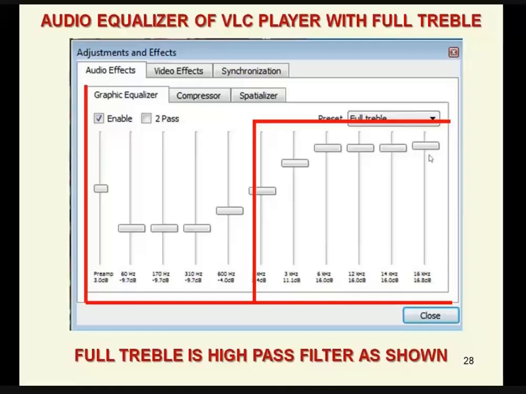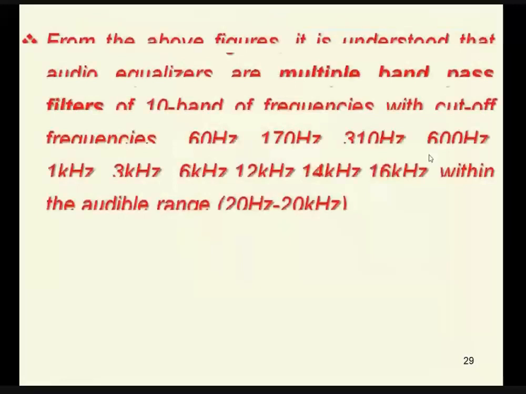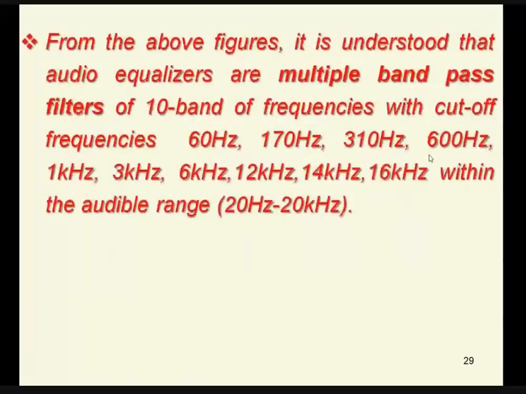So from this equalizer, what we can understand is that the processor is doing only filtering, whether it is allowing the low frequency, the high frequency, or all the signals. The signal from the microphone or the audio comes in here, it gets filtered, and it goes out to the loudspeaker. That is what we can understand from this, which is quite interesting. So from the above figures, it is understood that audio equalizers are multiple bandpass filters of 10 bands of frequencies with cutoff frequencies 60 Hz, 170 Hz, 310 Hz, 600 Hz, 1 kHz, 3 kHz, 6 kHz, 12 kHz, 14 kHz, 16 kHz, within the audible range of 20 Hz to 20,000 Hz.